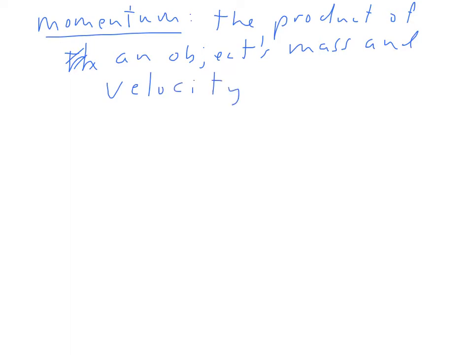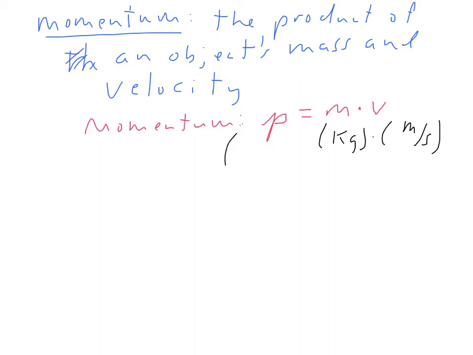So on your equation wall, let's write this down. Let's write momentum. And there is a symbol for momentum. It is lowercase p. Momentum equals mass times velocity. Let's take a look at the units. Mass is kilograms. Velocity is meters per second. And that gives units of kilogram meter per second for momentum. All right, so the units are all good.